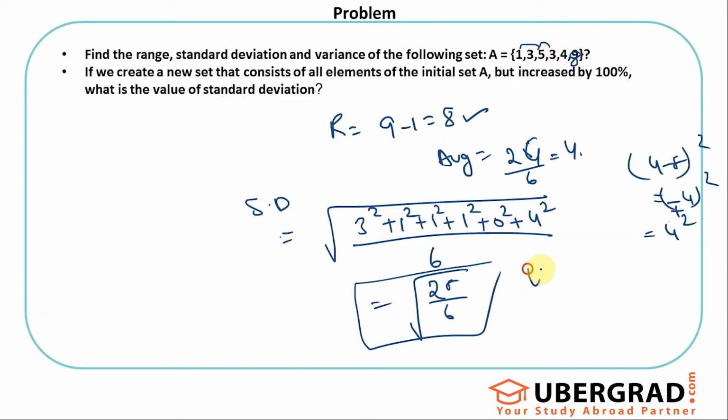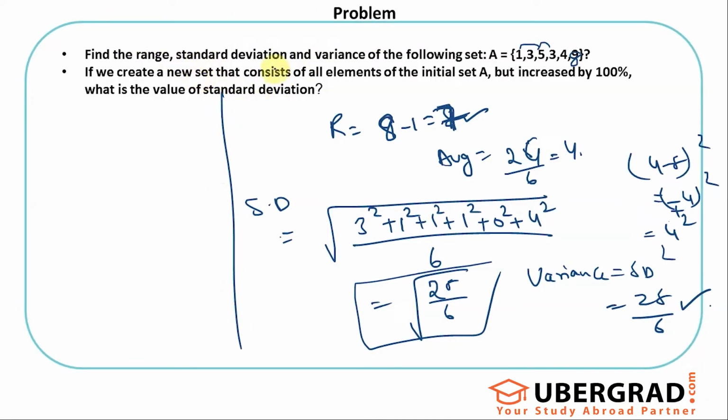What about the variance? As I said, variance is basically the square of standard deviation. That is 28 by 6 is my variance. So if I have to correct it, then I've rectified it as 8, right? So the range would also be 8 minus 1, 7. That's how you calculate.